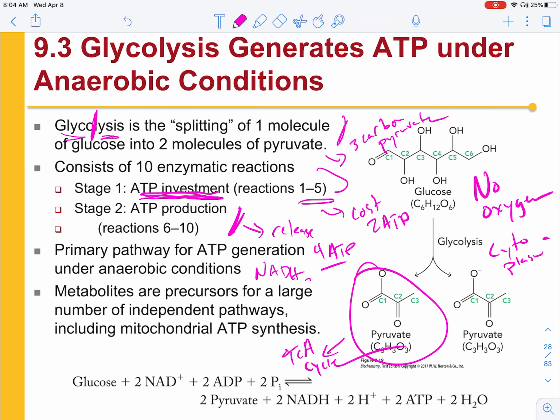So for glycolysis, you have one molecule of glucose, 2 molecules of NAD plus, ADP, and inorganic phosphate. You form pyruvate, NADH, ATP, plus a little bit of water and some protons here. Note, if we're counting the carbons, 6 carbons of glucose, 3 carbons of pyruvate. Oops, yeah, 3 carbons in pyruvate.